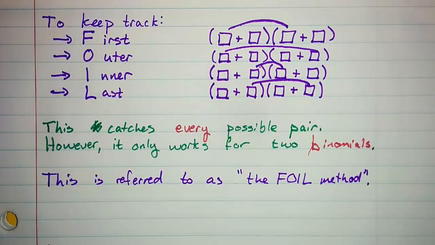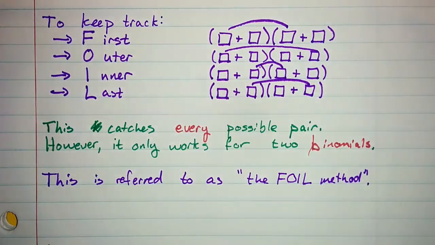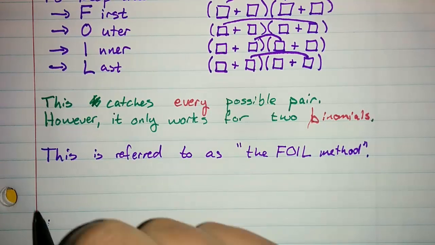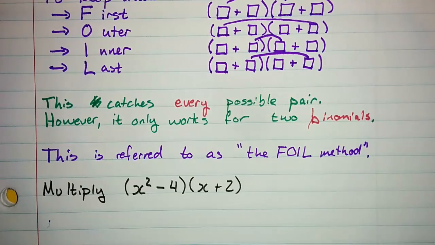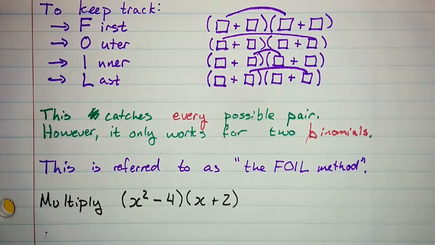But what is this really? This is just using the distributive property twice so that we multiply every pair of terms. It is, however, a nice shortcut, considering that we're going to be multiplying pairs of binomials fairly frequently. So I'd like you to give this method a try. Multiply the binomials x squared minus 4 times x plus 2 using this method. Pause the video and try this now.